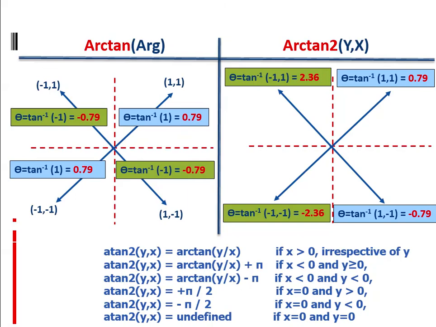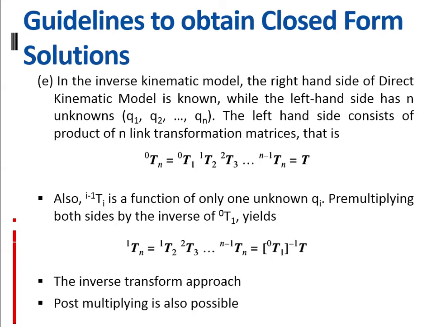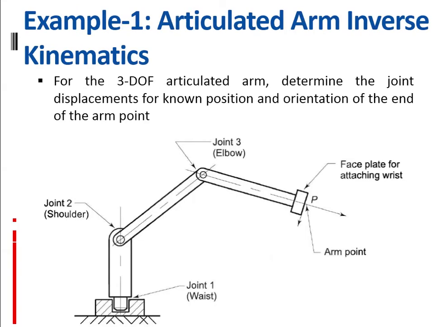What is the importance of this arctan2 function in case of robotics? Why do we use it in our robotics? So then finally we have an inverse transformation approach. Now we are going to solve one numerical on this, that is the articulated arm inverse kinematic problem.